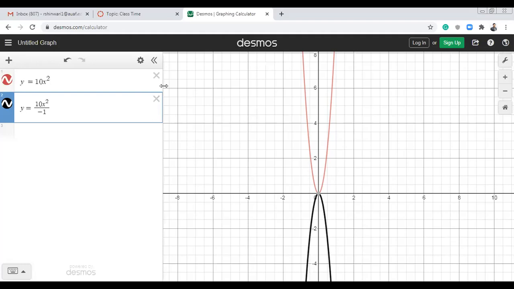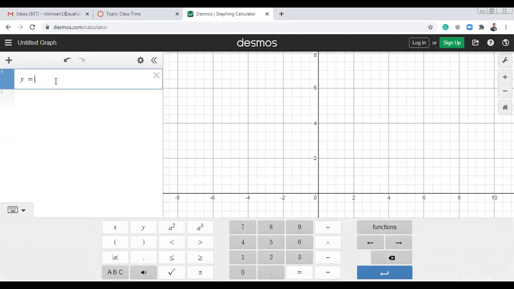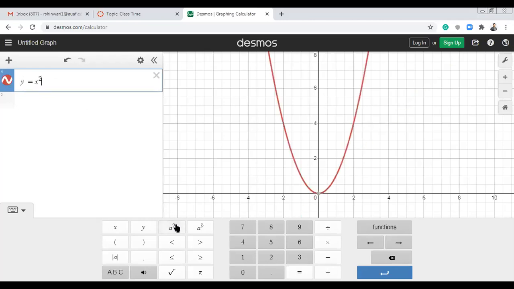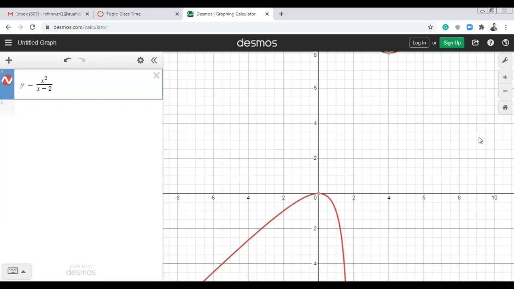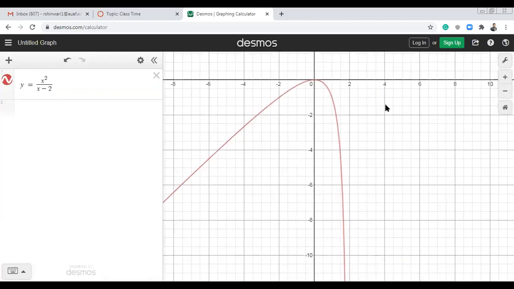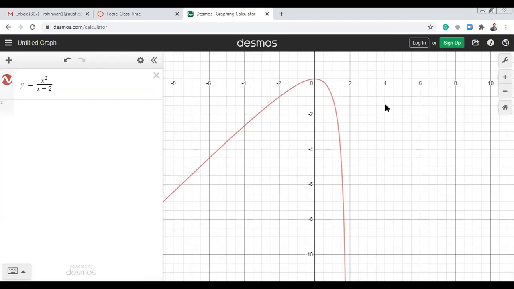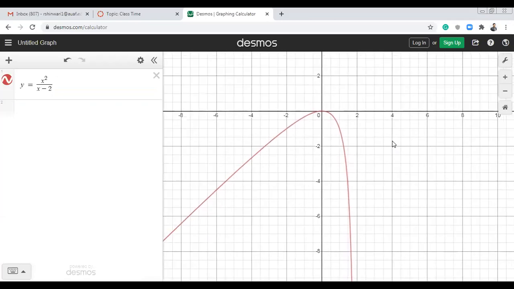Can you write x to the power of 2 over x minus 1? Tell me, y is equal to what? Y is equal to x to the power of 2 over x minus 2. Yes, the graph. Clear?